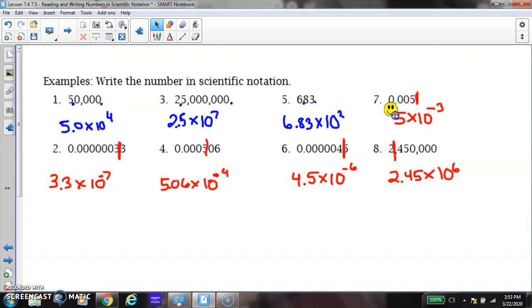For problem number 7, we wanted to move the decimal point behind the 5, so we get that factor. It's between 1 and 10. 1, 2, 3 places, and again, because I moved to the right, I'm dealing with a tiny decimal, negative exponent. And then for number 8, opposite situation, your decimal point's actually here, and we're moving it to the left. We're dealing with a large number. So this would be 2.45 times 10 to the positive 6, because I moved it 6 places to the left, and then that final answer would be 2.45 times 10 to the 6.